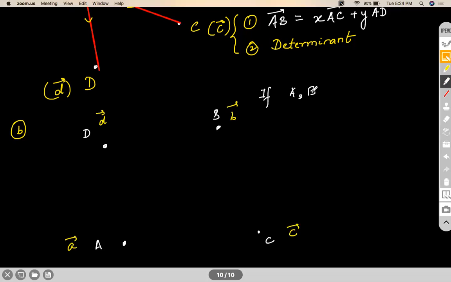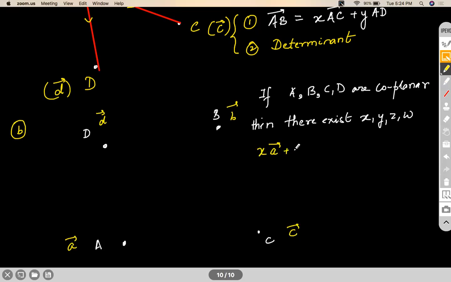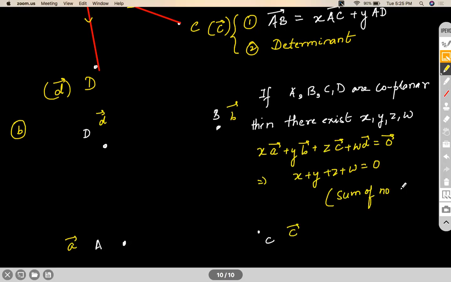If A, B, C, D are coplanar, then there exist scalars x, y, z, w such that a linear combination of these 4 vectors A, B, C, D expressed as a null vector would imply that x plus y plus z plus w is equal to 0, but the sum of no 2 scalar quantities is 0. This is a slightly complicated way.